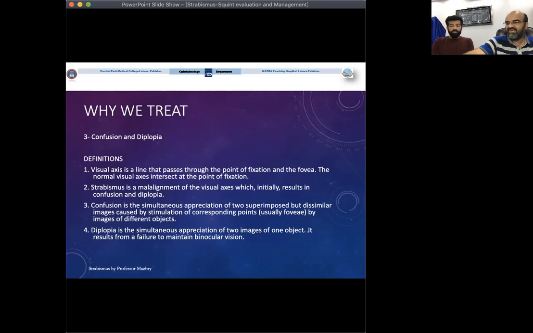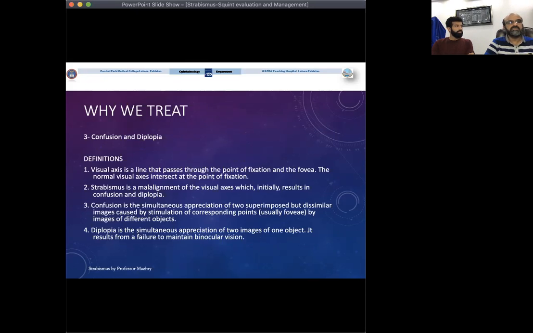You see, if there are two objects, and the image received is, both the images are superimposed on each other. That's confusion. Or there is one object, but there is a kind of distortion in the image of that object. But in diplopia, there will be 2 definitive images of the same object. That is diplopia.